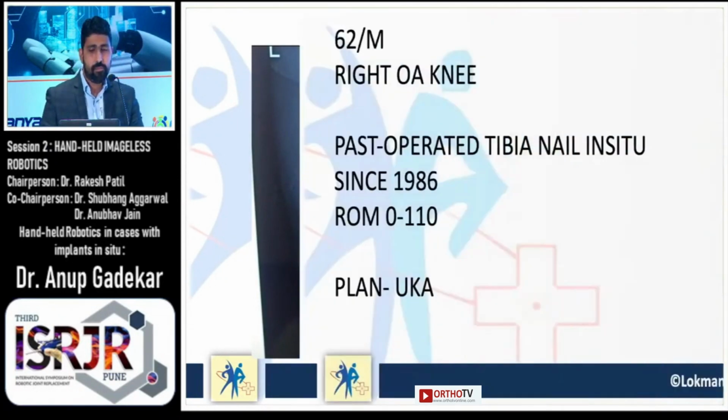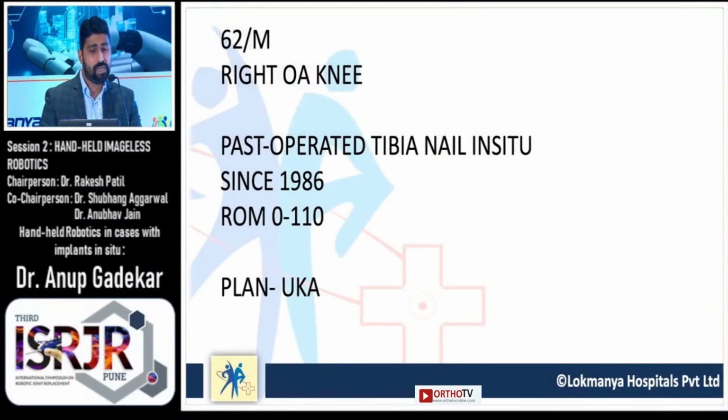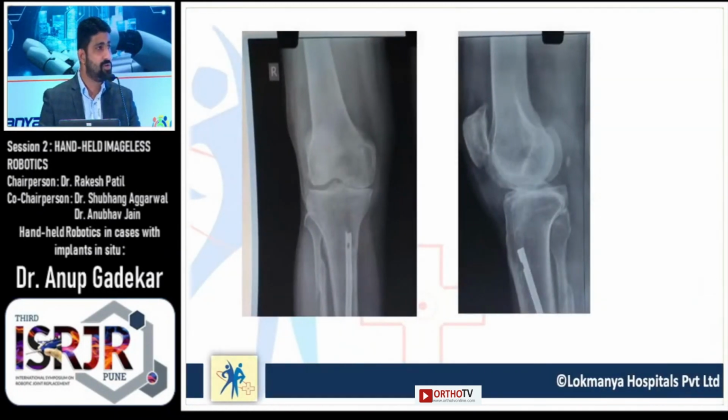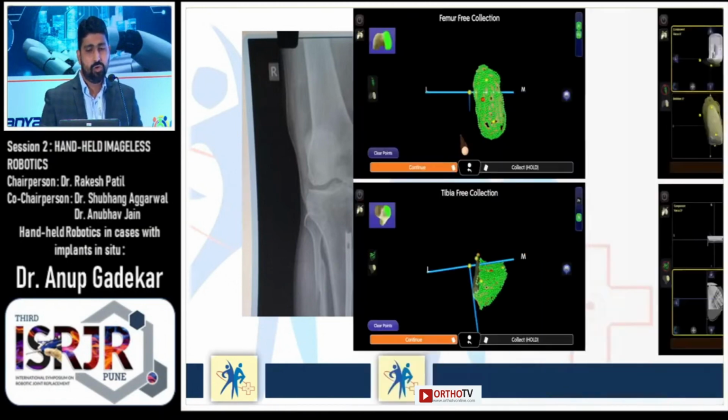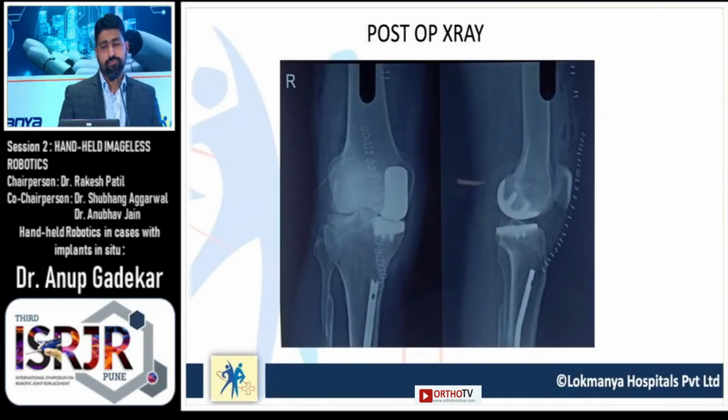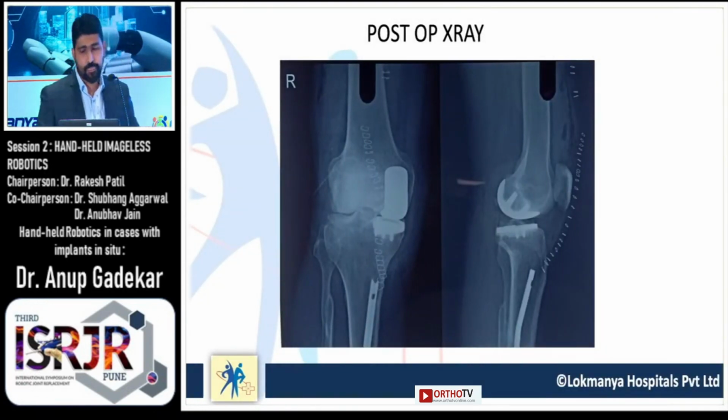We could get a good X-ray. Another case where a V-nail was implanted in 1986, and it would be a Herculean task to take out such nails which were implanted and there for many years. When we opened the joint, the lateral compartment cartilage was fairly good, so again we planned a unicompartmental knee in this case, and this is the post-op X-ray.